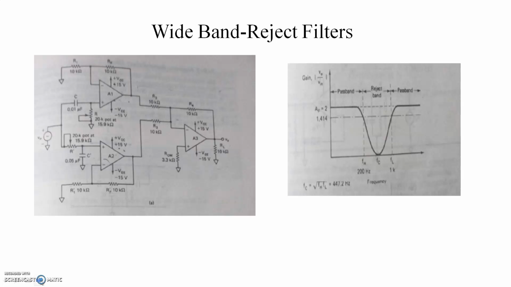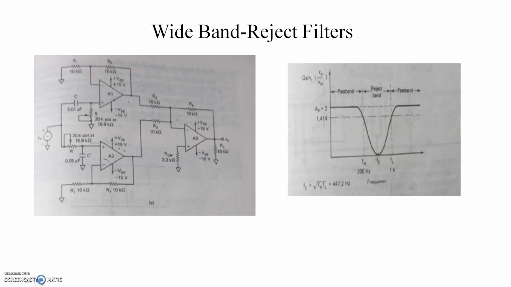Similar to band pass filters, band reject filters can also be classified as wide band reject filters and narrow band reject filters. The narrow band reject filter is commonly called a notch filter because of its higher Q value, that is Q greater than 10. The bandwidth of the narrow band reject filter is much smaller than that of wide band reject filters.